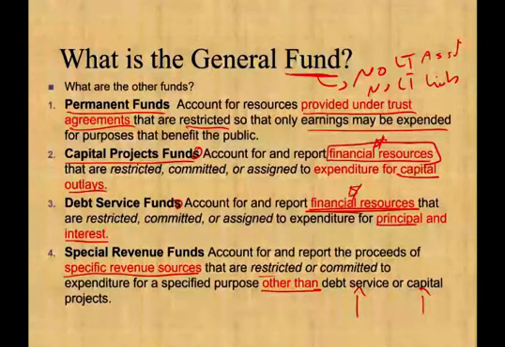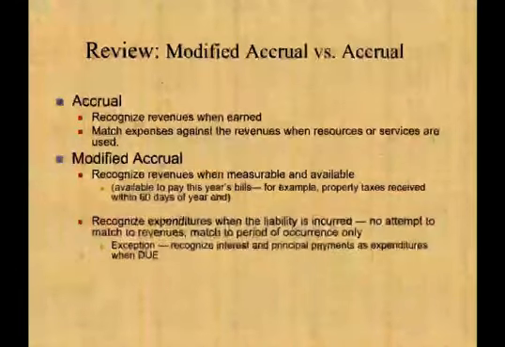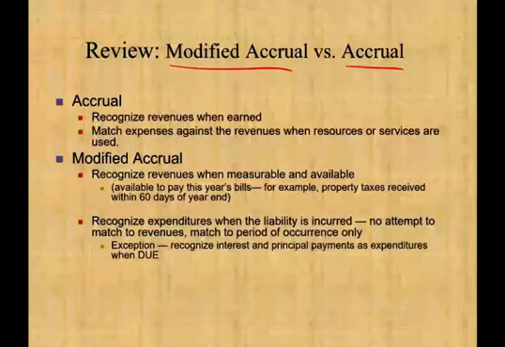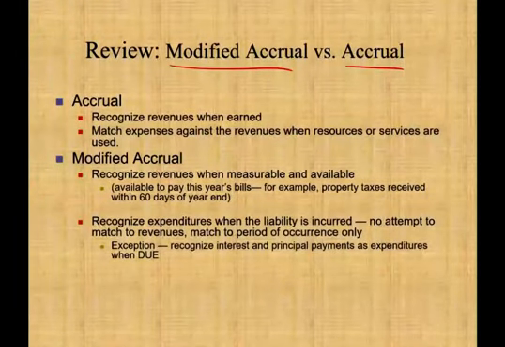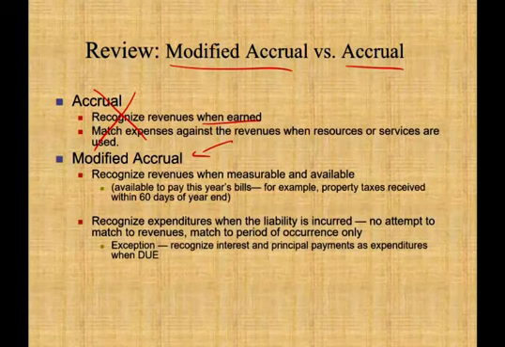So this is what the capital project fund, the special revenue fund is for. Remember, we have accrual and modified accrual as two of the accounting bases that you could use. Again, accrual we use for private companies: recognize revenue when earned, match expenses against revenues. We don't use this for governmental accounting. For governmental accounting, we use modified accrual, and I spent half an hour explaining modified accrual.